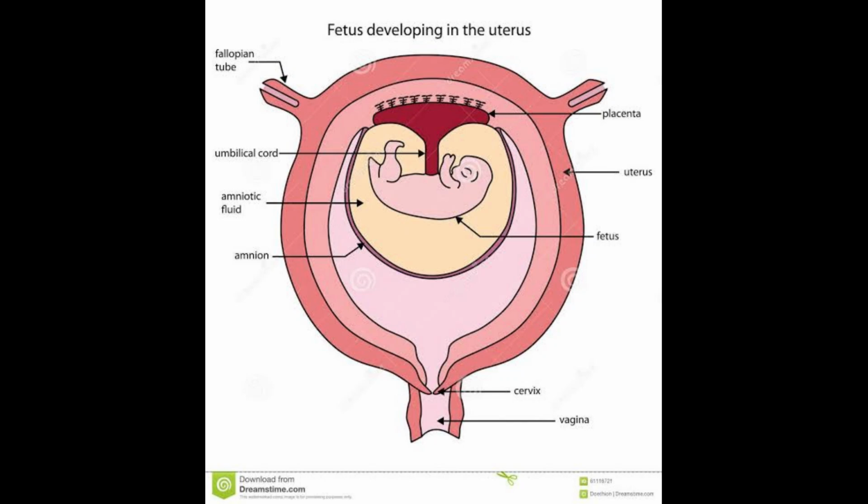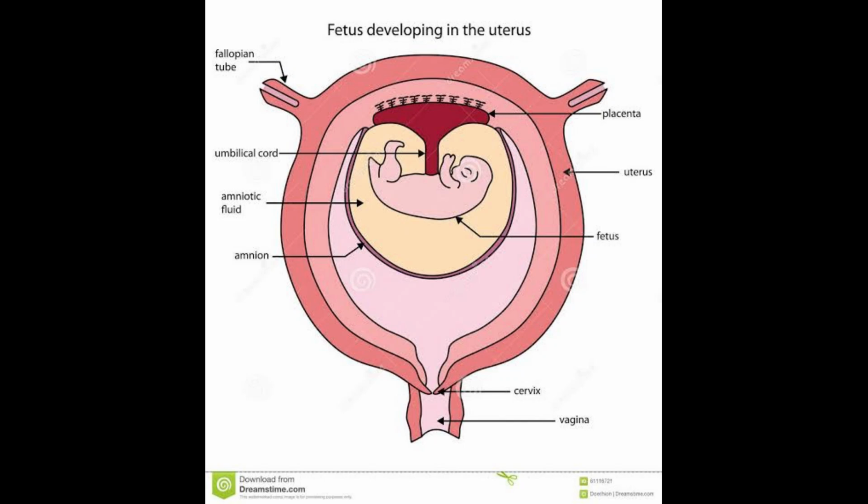And there is the body of the uterus, which is the main part of the uterus. Then we have the cervix, the narrow lower part of the uterus that opens into the vagina.